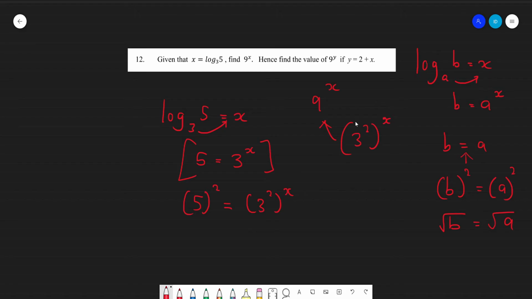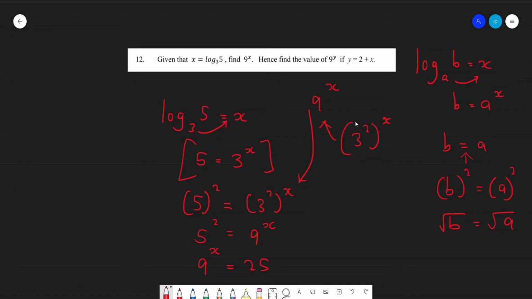In the end, it will become 5 squared, and we know that 3 squared is 9, therefore we can substitute it to become 9 to the power of x. And then we know that 9 to the power of x is equal to 25. They don't want to find x, they just want to find the value of 9 to the power of x. Alright, so that's how we find the value of 9 to the power of x.